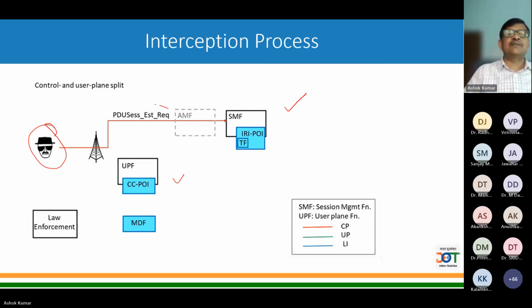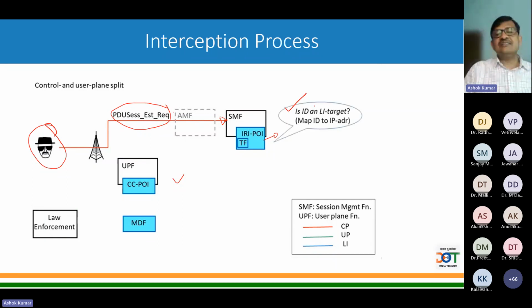So basically, a PDU session creation request goes to AMF, and AMF passes this on to SMF, as we know, session management function. Along with the session management function, there is a point of interception, IRI POI, and there is also a triggering function, because now SMF is the first element where it knows that a call will start. So at that point, this POI will check whether the call which is coming is to be intercepted or not, right?